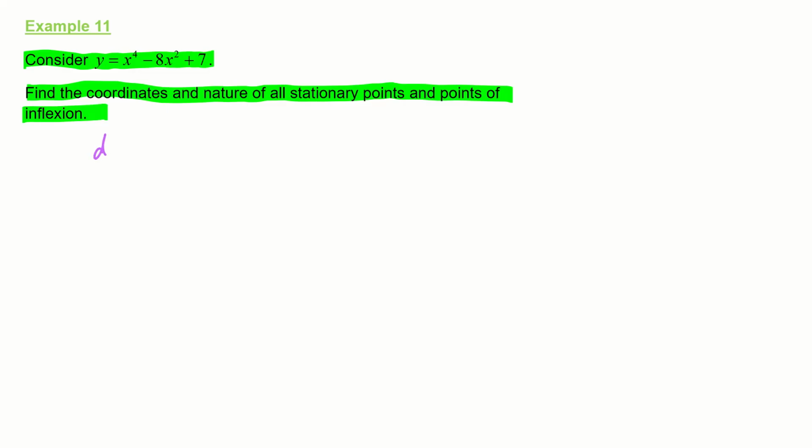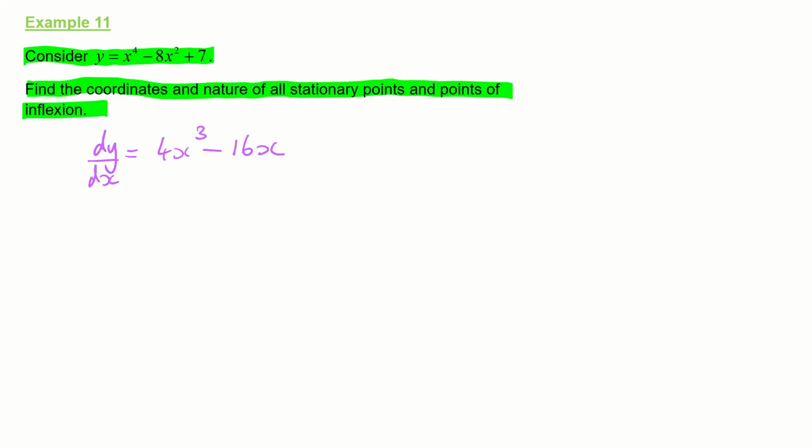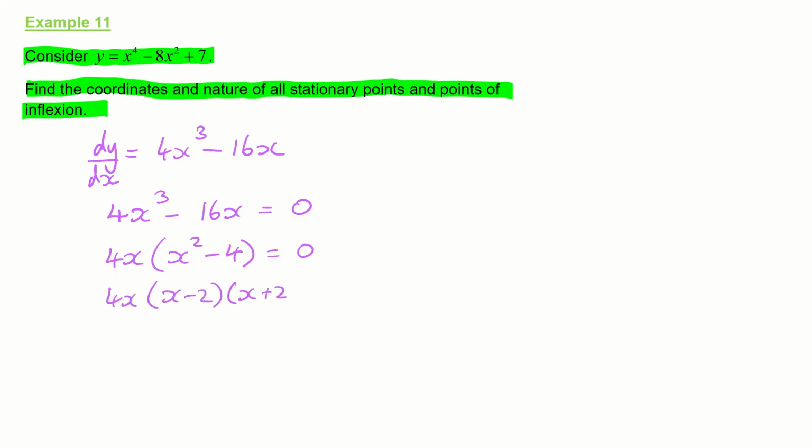So, let's start by differentiating. dy/dx is 4x cubed take away 16x. We want that to be 0 for stationary points, so 4x cubed minus 16x is equal to 0, giving us 4x (x squared minus 4) equals 0. So 4x (x minus 2)(x plus 2) equals 0, and that gives us x is negative 2, 0, or 2.